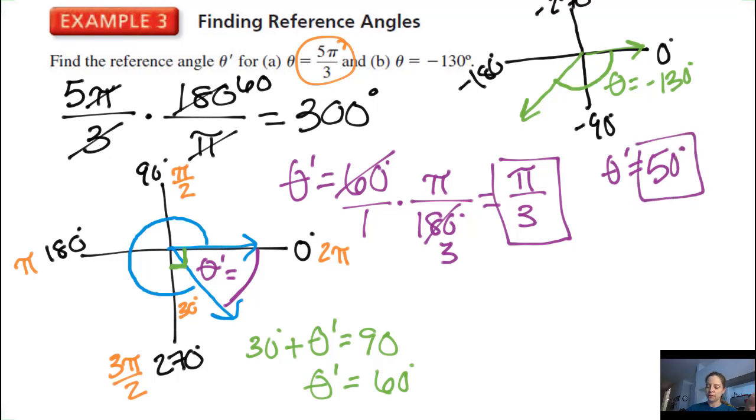If you needed to see an equation, if that is helpful for you, I know that negative 130 is 40 degrees past negative 90. And again, the axes form a 90-degree angle. So if I have 40 degrees plus theta prime equals 90, therefore theta prime is 50 degrees.